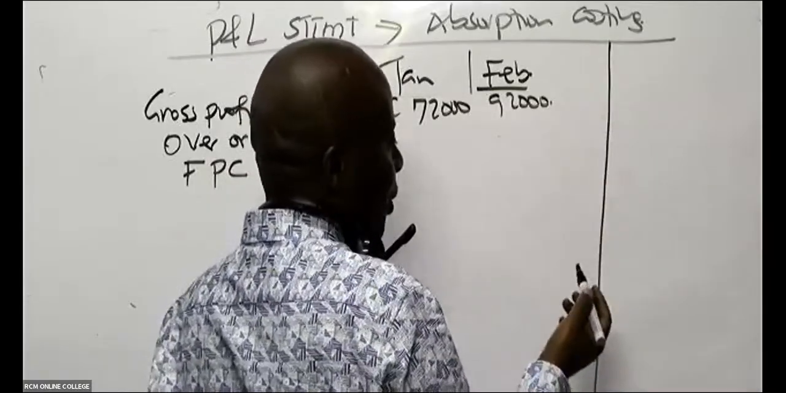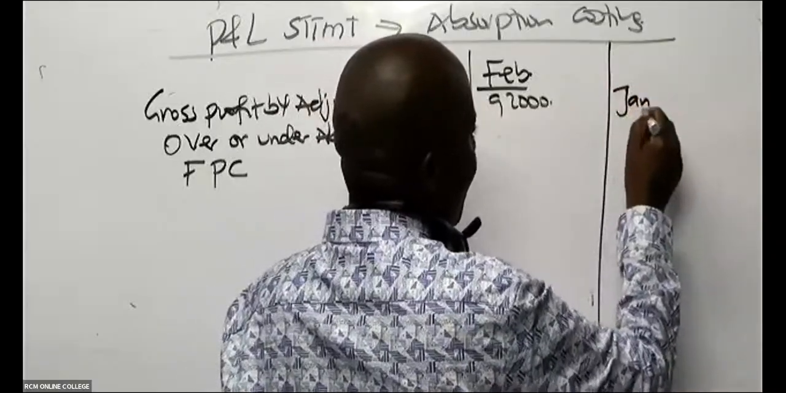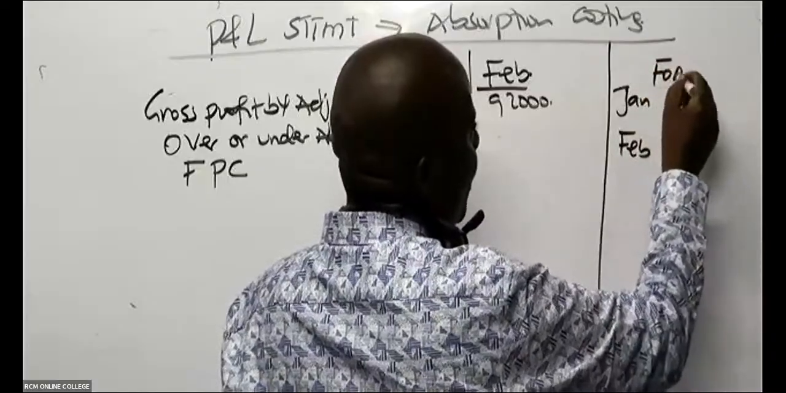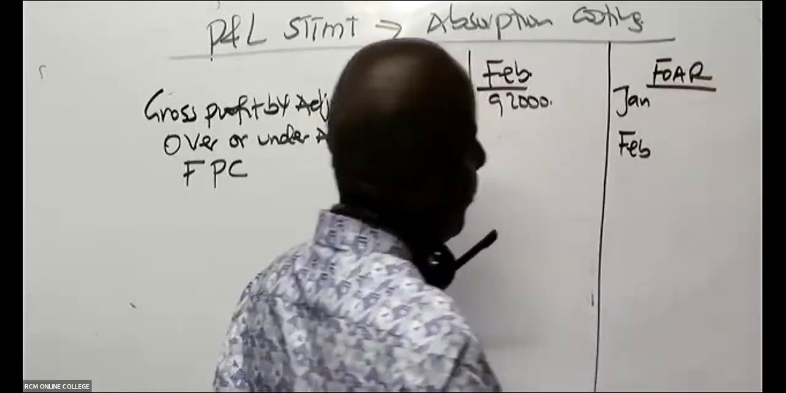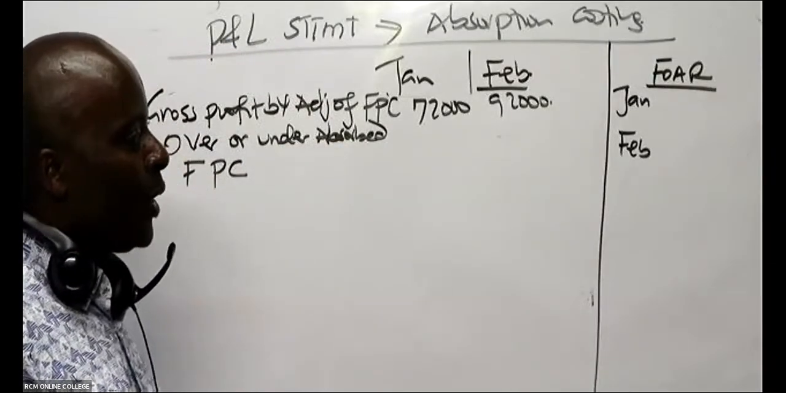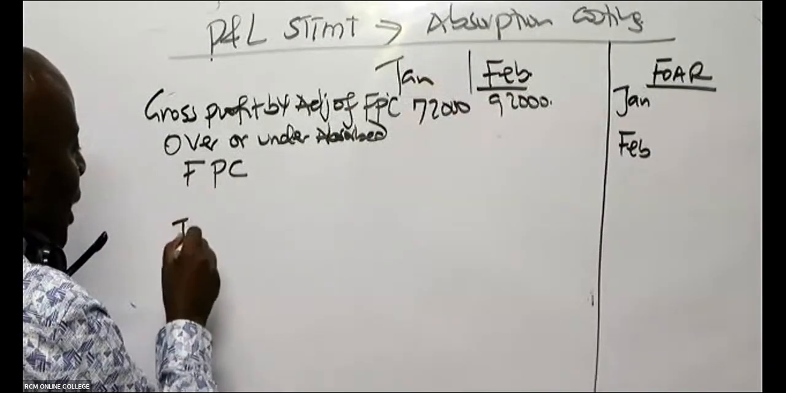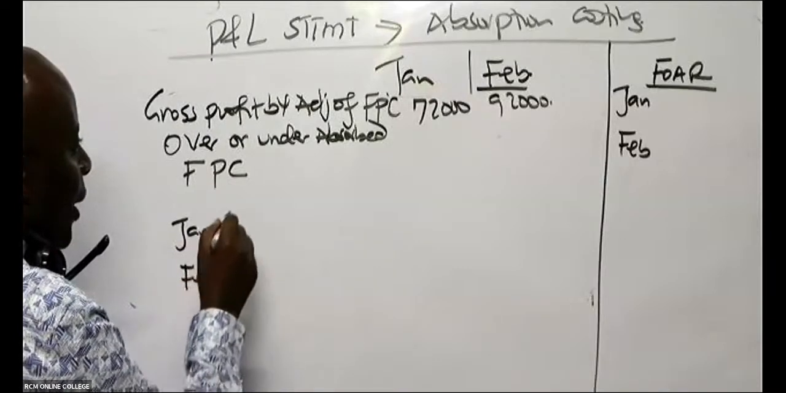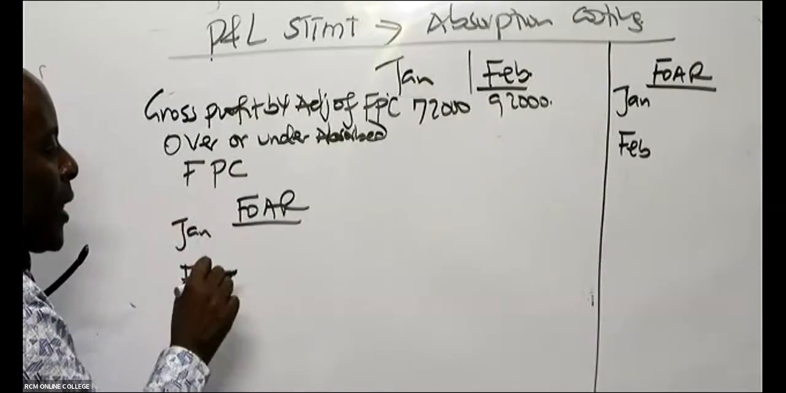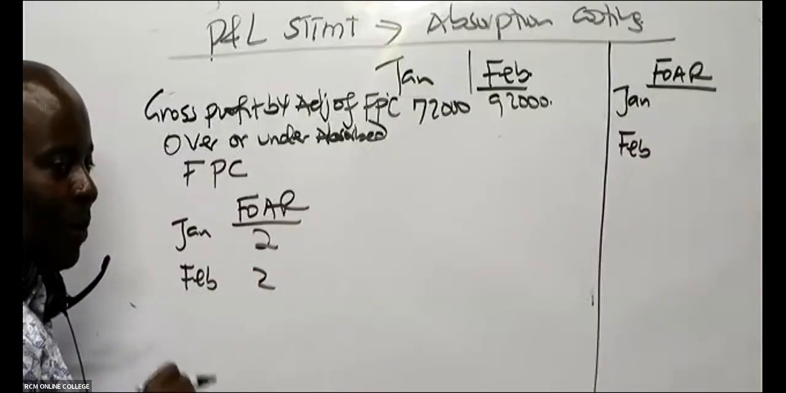So remember, we have our 2 months, January, February. We have our fixed overhead absorption rate. You guys had given me a fixed overhead absorption rate. If you remember, you got it by taking 20,000 over 10,000. You guys got 2. Do you remember that?